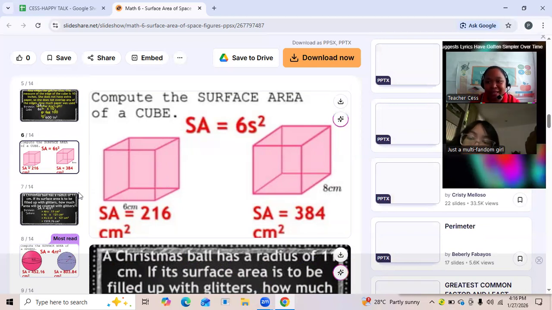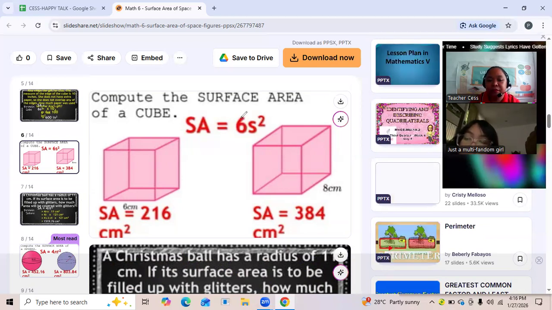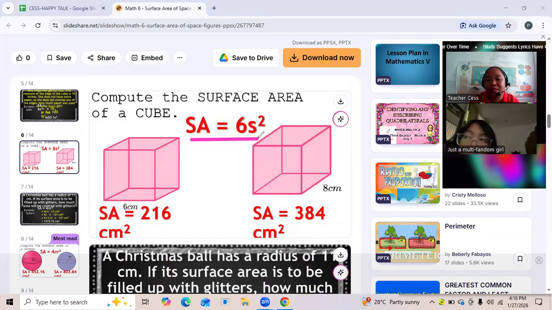Okay? So what is the formula to get the total surface area of a cube? The formula is surface area equals 6s squared. Do you see my screen? So it means all you have to do is multiply 6 by the square of the side of your cube. For example, this is your cube. The first cube measures 6 centimeters on each side.